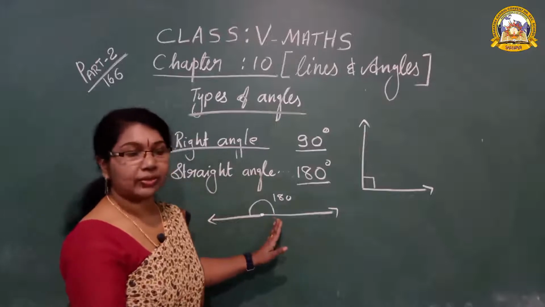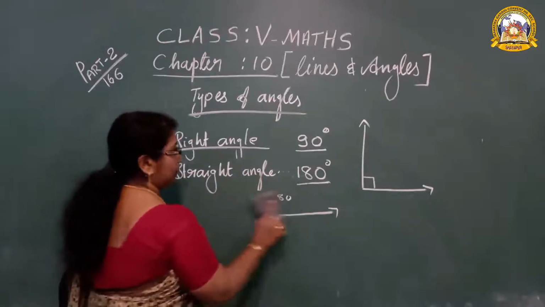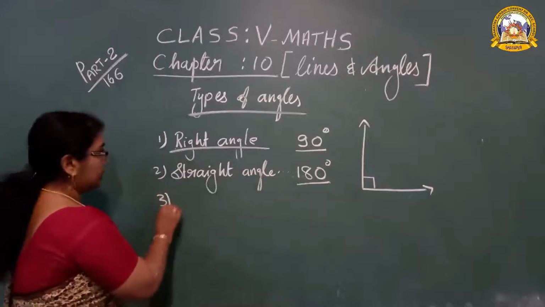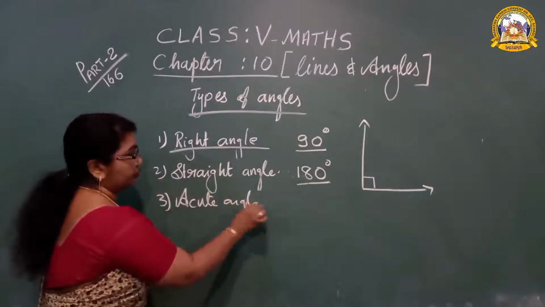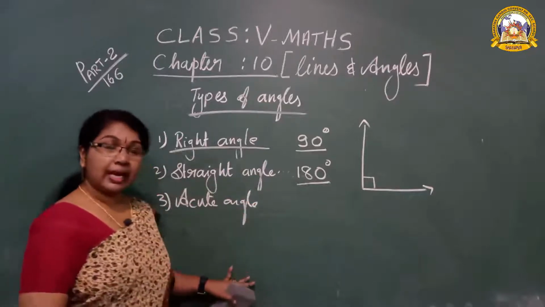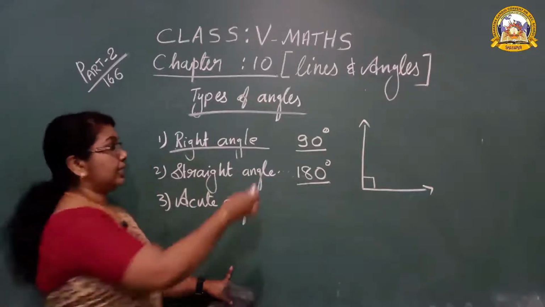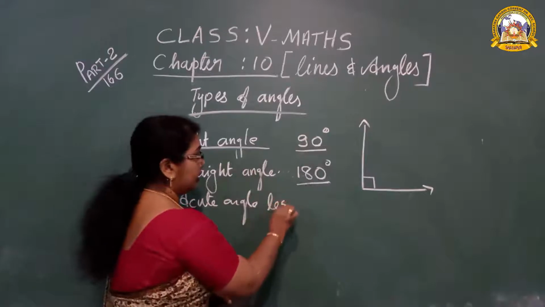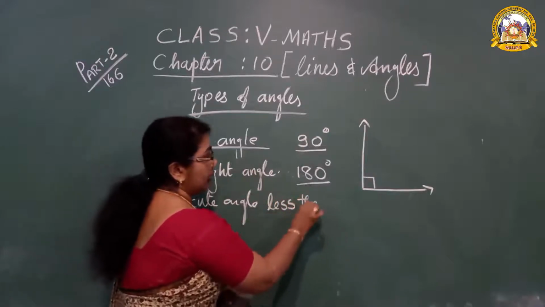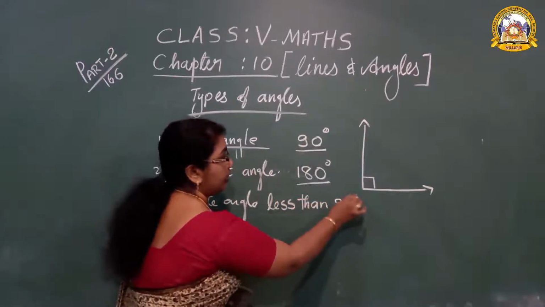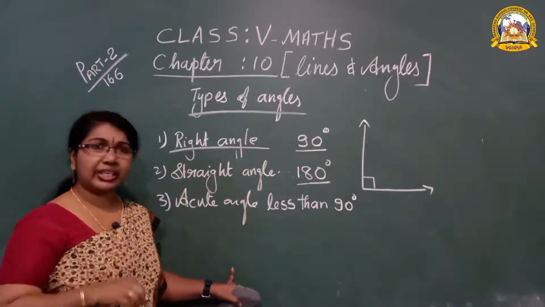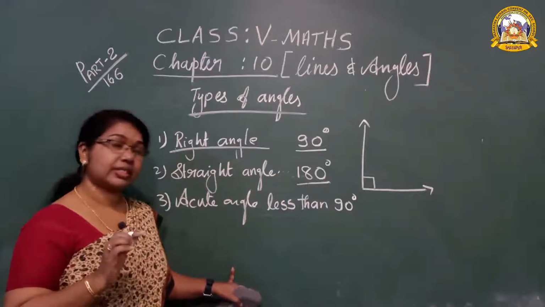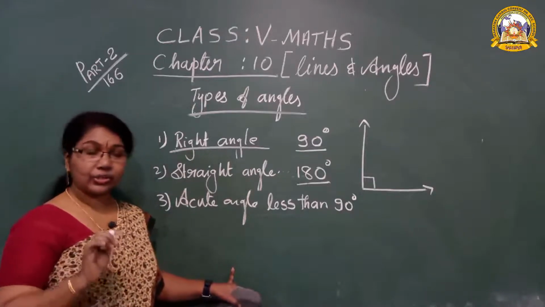Next one is, third one is acute angle. Acute angle means an angle measure less than 90 degree. That means less than 90. That means 20, 10, 50, 75, 80. Such angles are called acute angle.